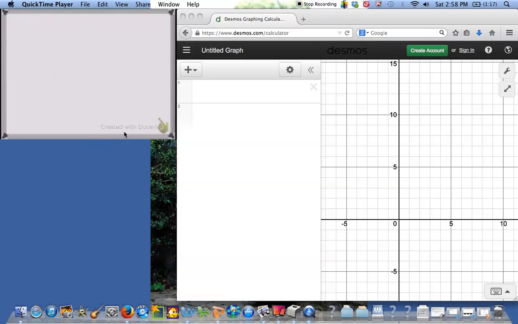Today we're going to do a quick review of domain and range. Just as a reminder, domain is all your possible inputs. Those are your X values. And range, you're going to be looking at your possible Y values.